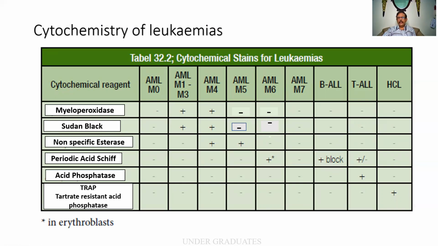Otherwise, you answer, you get a mark for it. Acid phosphatase, neuron specific esterase can be positive. Acid phosphatase in a case of ALL, it is positive. Neuron specific esterase in a case of monocytic leukemia. TRAP, tartrate resistant acid phosphatase, is positive in this, hairy cell leukemia. All the others, it is negative. Please by heart this particular tabular column.